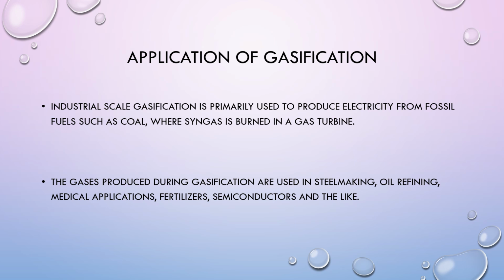Now, gasification is primarily used to produce electricity from fossil fuels. It's produced when the syngas is burnt in the gas turbine. So the syngas, that is the carbon monoxide, the hydrogen, the methane, and the carbon dioxide, are burnt in gas turbines to produce electricity.